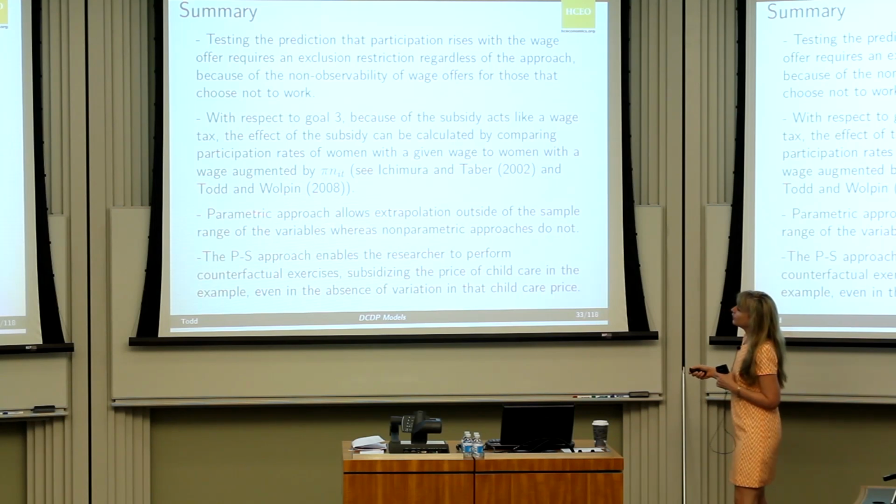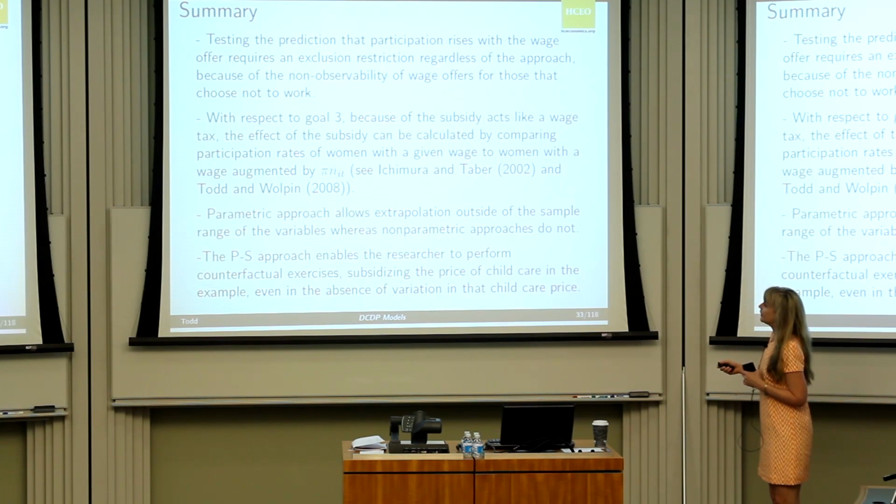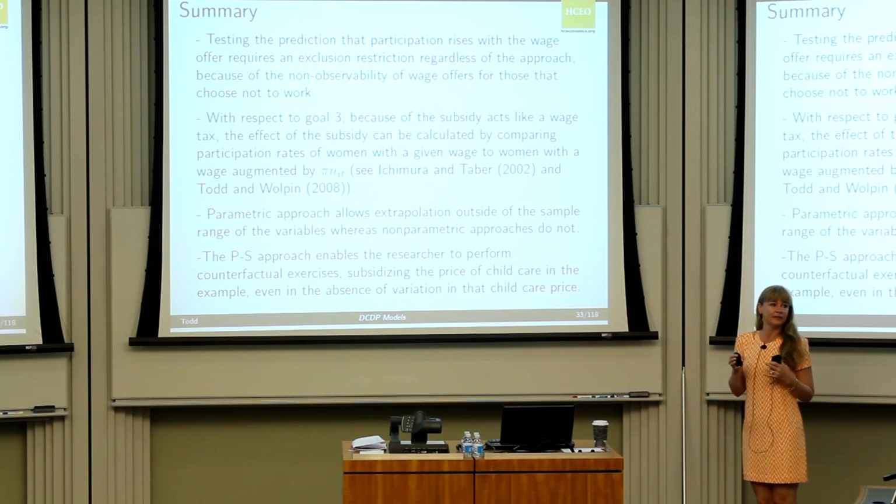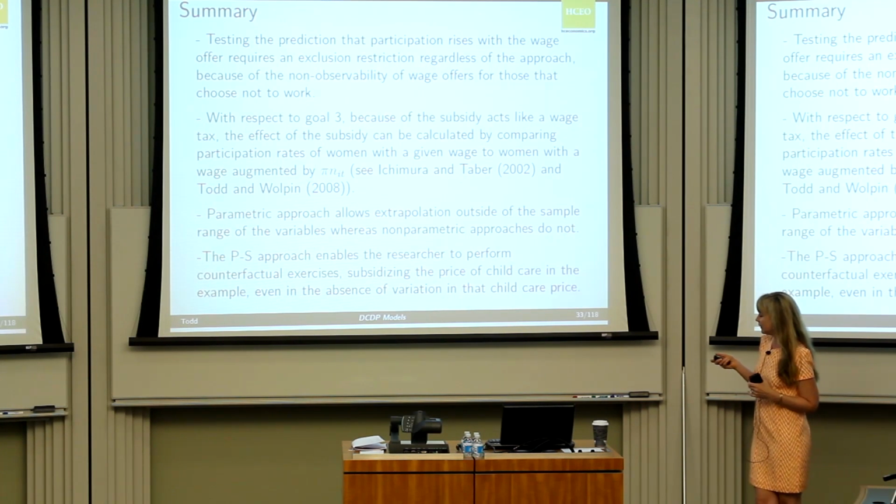Okay, with parametric models, one advantage is you get to extrapolate outside the range of the sample, which you may or may not like. I think it's a bit dangerous sometimes if you don't pay attention to where your data is. You can go way outside the sample and it may not be very reliable. Okay, and then the main advantage of imposing more structure is you can do different types of policies that you couldn't do without imposing the structure.